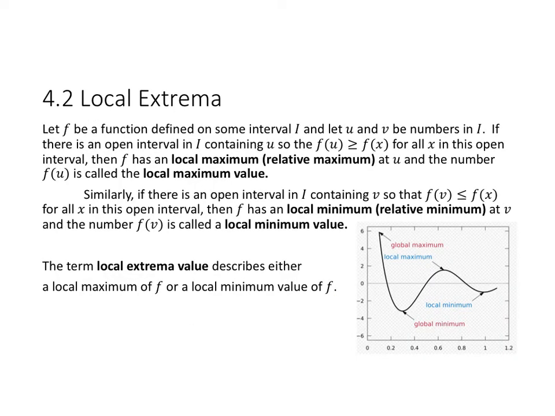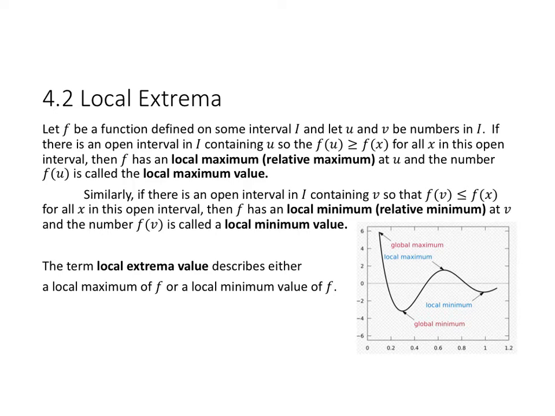So in the last slide we went over absolute maxes and mins. We also have local maxes and mins. Sometimes the absolutes are called global, and these locals are on smaller subsections. So again, let's go over the definitions, and then I'll explain it in real words.